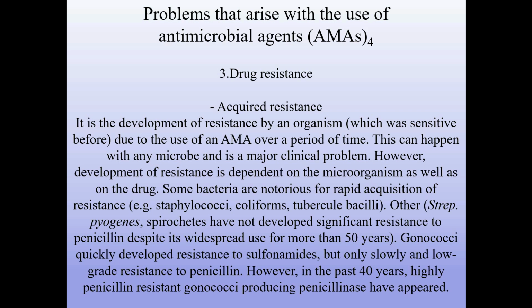However, development of resistance is dependent on the microorganism as well as on the drug. Some bacteria are notorious for rapid acquisition of resistance, for example Staphylococci, coliforms, tubercle bacilli. Others have not developed significant resistance to penicillin despite its widespread use for more than 50 years. Gonococci quickly developed resistance to sulfonamides, but only slowly and low-grade resistance to penicillin. However, in the past 40 years, highly penicillin-resistant gonococci producing penicillinase have appeared.